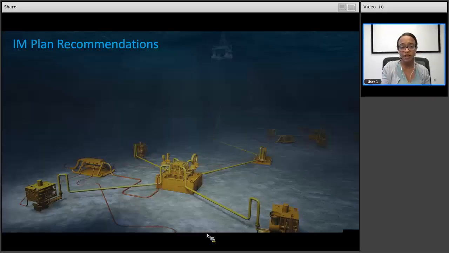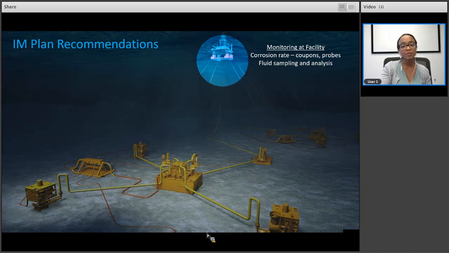So what does an IAM plan recommendation look like for internal corrosion? Some of these activities are already part of your plan. Some of them might be things that you're considering down the line. So for monitoring at the facility, we typically have corrosion rate monitoring via corrosion coupons or probes, and fluid sampling and analysis of the fluid. Sometimes it's commingled fluids, which might not be entirely representative of the subsea field, but it can help you trend the overall corrosivity of the fluid.